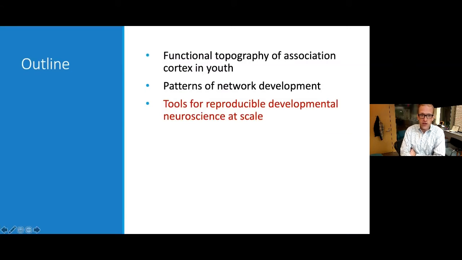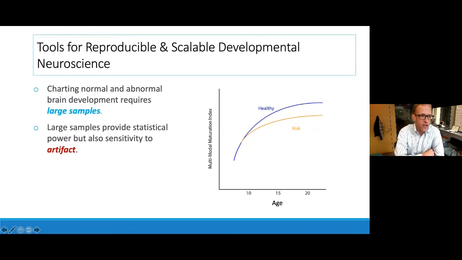So I'll close here to make sure we leave plenty of time for questions and talk about several tools for reproducible developmental neuroscience we use in the lab to try to make sure our work can be easily scalable and highly reproducible. So the first comment is that charting normal brain development takes large samples. If you want to look at abnormal brain development, you're going to need huge samples. However, as you get to very large samples, you have a lot of statistical power to find effects, but that also creates a ton of sensitivity to artifacts.